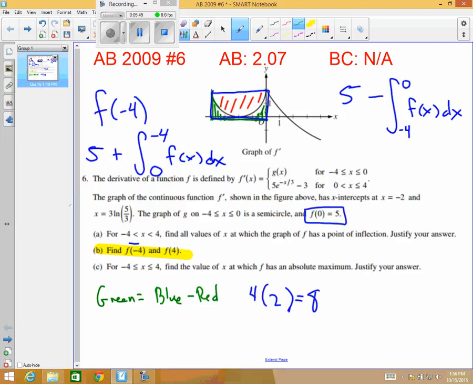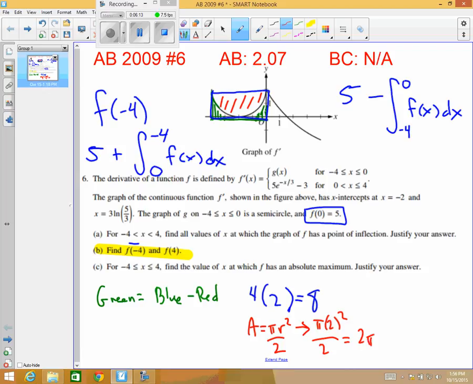We know the blue is 8. The red we can figure out. The red is a part of a circle. Area for a circle is pi r squared. This time we really want over 2 because it's really half the circle. The radius of that circle we can count is 2. So pi 2 squared over 2, which simplifies to 2 pi.